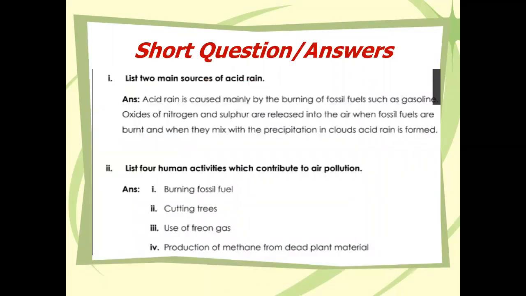Short question answers of the exercise. Question number one, list two main sources of acid rain. What are the sources of acid rain, or what makes the rain acidic? As I told you before, carbonic acid, nitric acid, and sulfuric acid decrease the pH of rain and make the rainwater acidic.